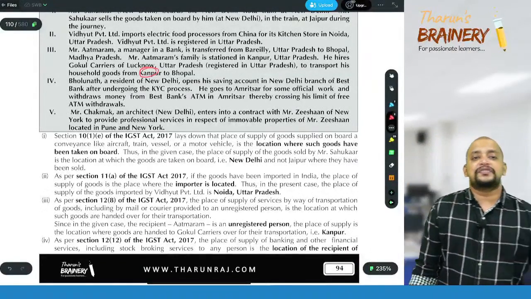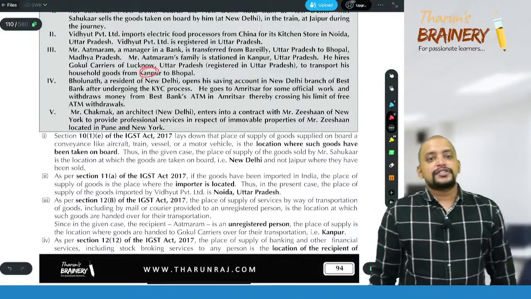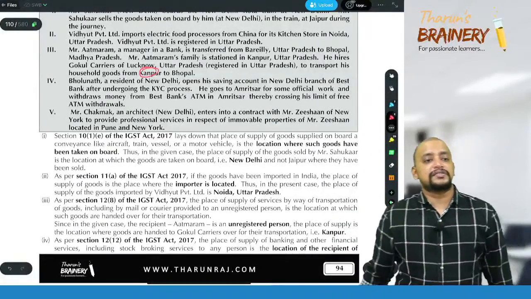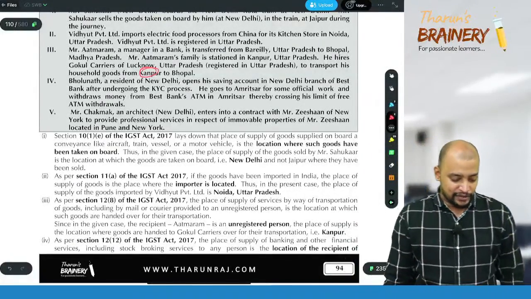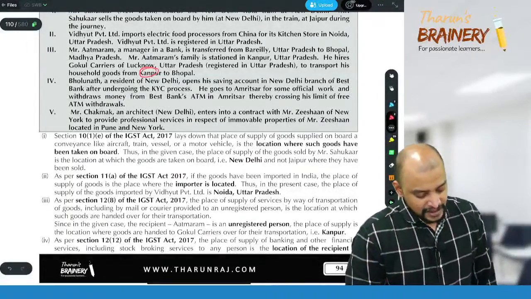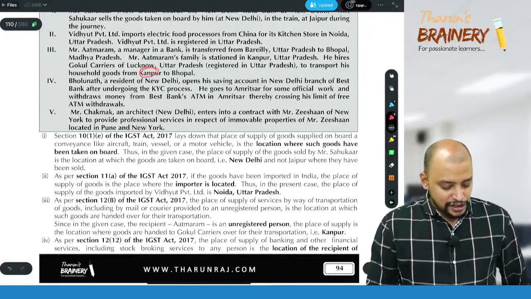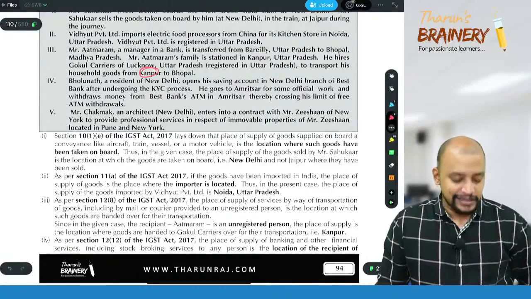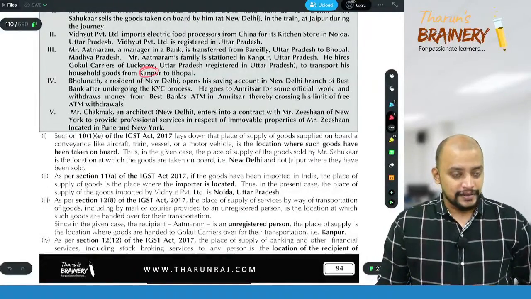Now, banking and other financial services, general provisions only. So, the location of the recipient available in the records of the supplier. So, the location of the recipient will be taken. What is the location of the recipient? New Delhi. So, the bank is also in New Delhi. Yes, Delhi branch. Correct? Okay.